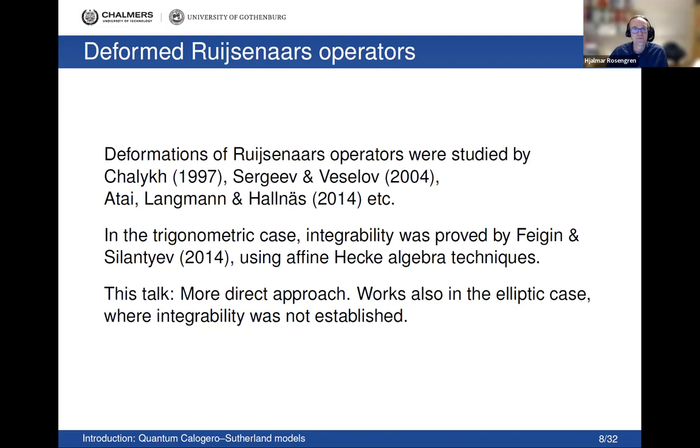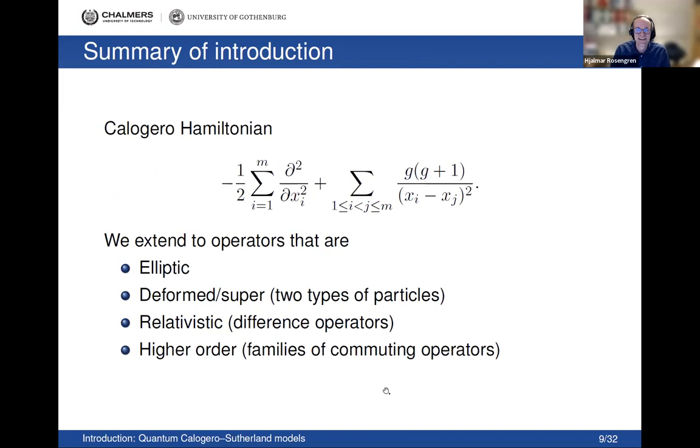So this is a summary of the introduction. I started with this Calogero Hamiltonian, and then I want to generalize this in four different ways at once. I want it to be elliptic, defined by elliptic functions. I want this deformed or super thing with two types of particles. Then I want it to be relativistic, so instead of differential operators, difference operators. And I also want to consider not just one operator, but higher order operators, so I get a commuting family of operators. That's why it's a bit technical, because I want to do all these four things at once.